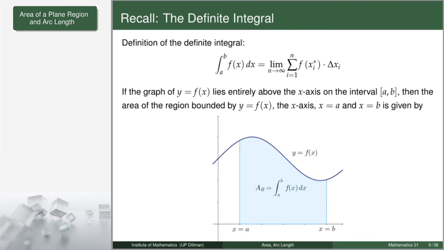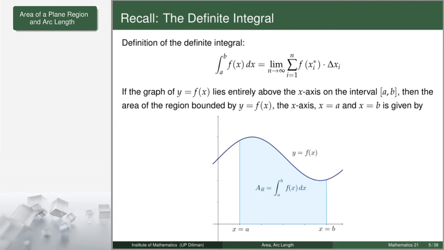And it's not surprising that if we see that f is positive, will always be positive for the whole interval AB, the integral, which is the limit of a sum, will give you what we call the area under the curve, or in general terms, the net signed area.